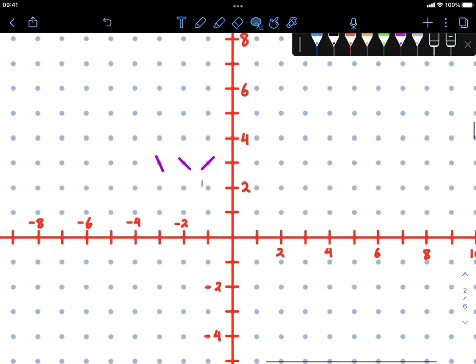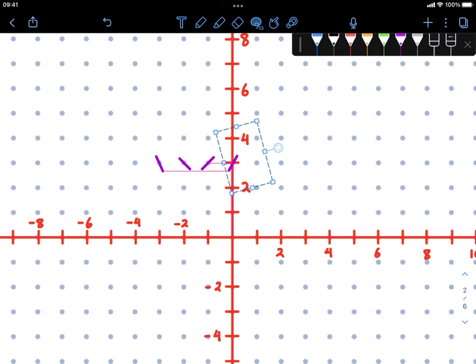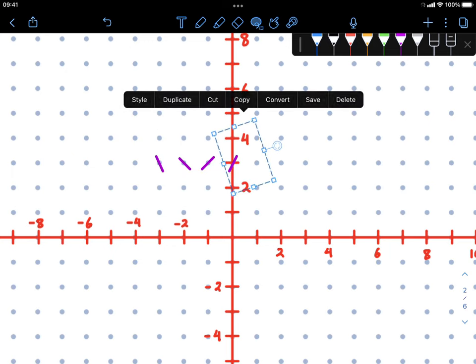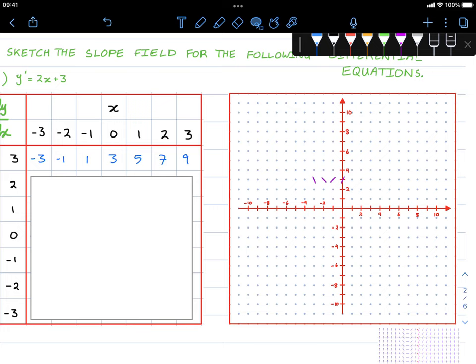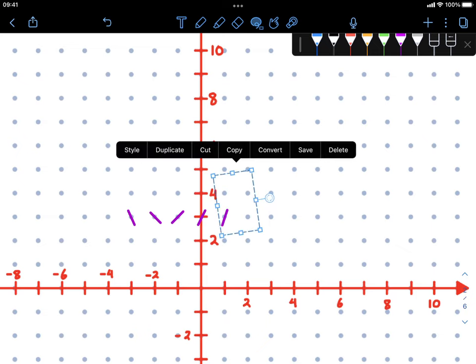So trying my best to make it look kind of like this, but in positive. So it'd be something like this. That looks about right. Then we just simply continue. At 1, 3, x equals 1, y equals 3, we have a tangent with gradient 5. So that's very steep. I'm going to rotate it to make it slightly more steep, like so.